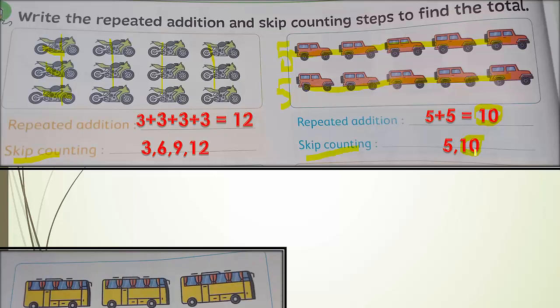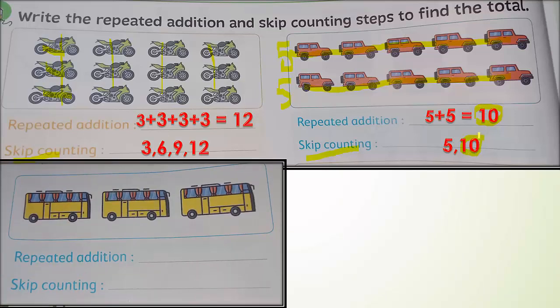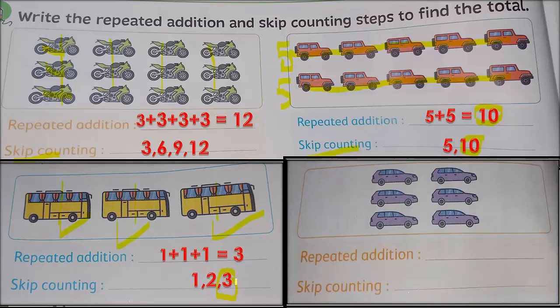Here, my students, if I wanted to make repeated addition in this exercise, I will say, teacher, 1 plus 1 plus 1. 1 plus 1 plus 1 equal 3. If I wanted to make skip counting, let's skip counting by 1. 1, 2, 3. So the total number will be 3 here, my students. Okay? Another exercise.